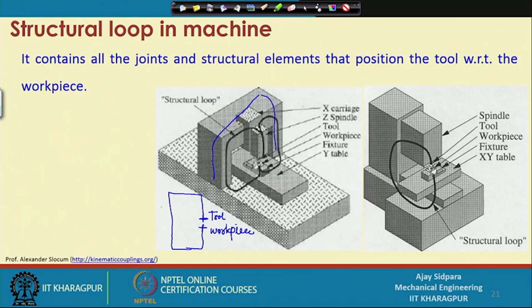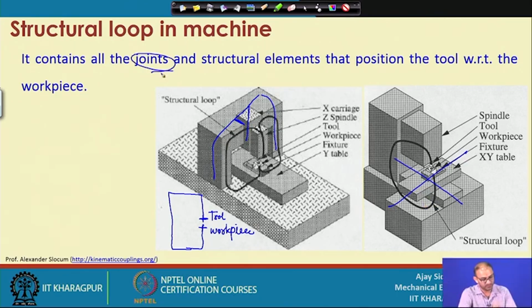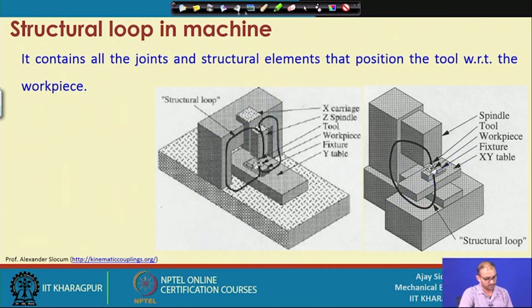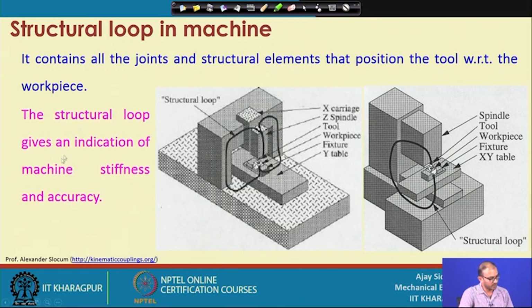Here we know that this thing is moving up and down, so this is a joint. Then we know the x travel and y travel are also moving in different directions, and that is also considered a joint, it is not a fixed one. So, the structural loop gives an indication of the machine stiffness and accuracy.